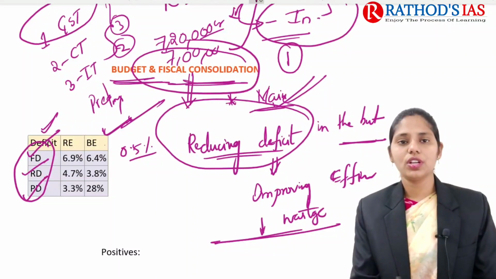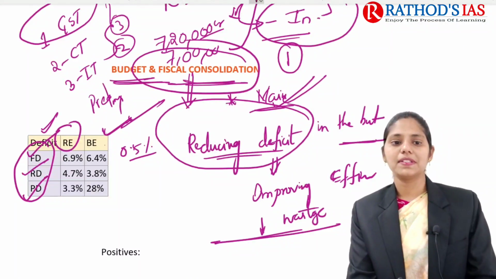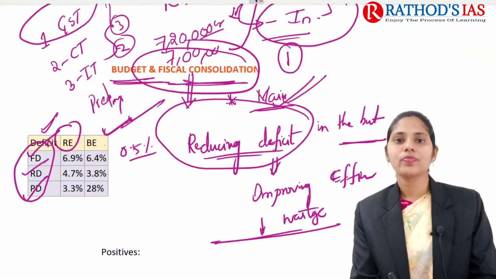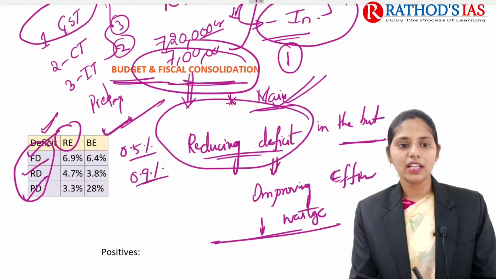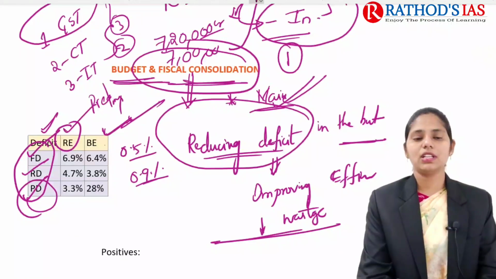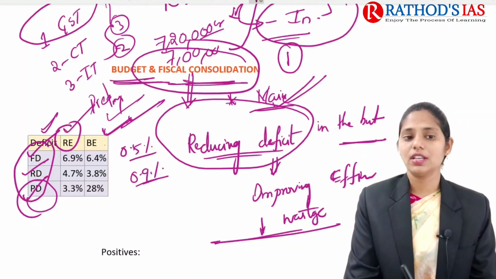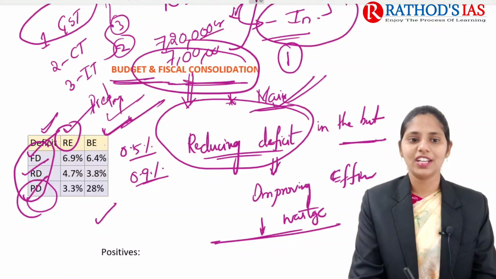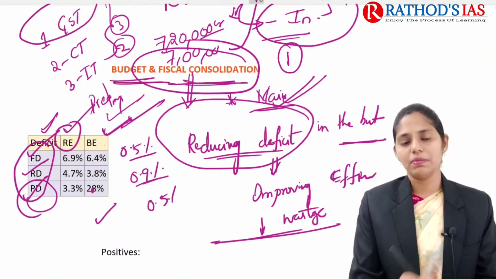And the next one is the revenue deficit. The revised estimate here is 4.7% and the budget estimate here is 3.8%. It is almost a 0.9% decrease. And if you are talking about the primary deficit, earlier the revised estimate says 3.3%. And now the budget estimate says 2.8, not 28, it is 2.8%. So it is a decrease of 0.5%.